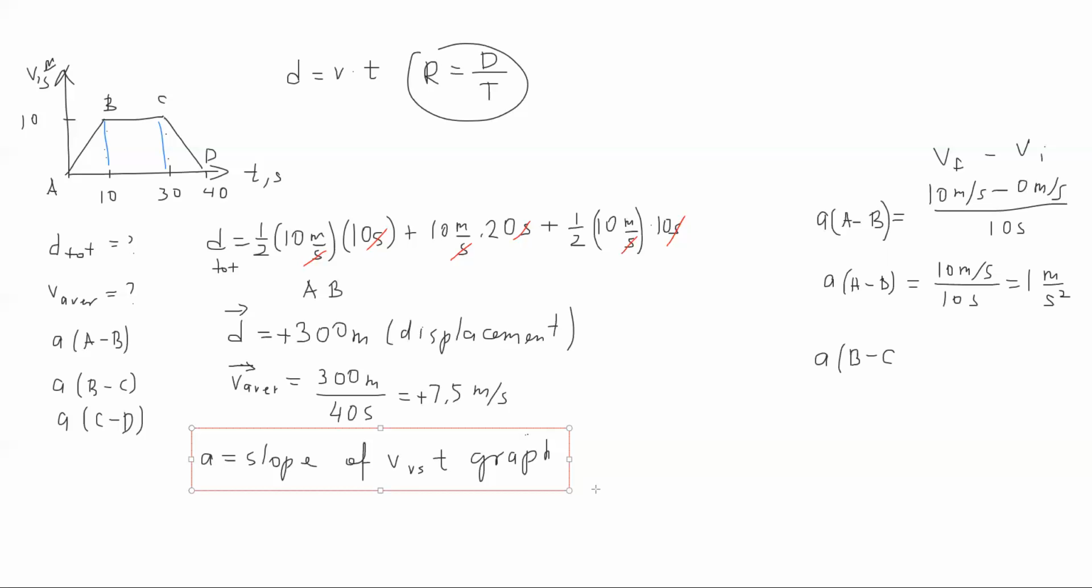B to C. Since it's a slope, we don't really have to calculate it. We see the slope is 0, right? I could calculate it, but it will prove the same thing. Just visually, you see it's flat, so it's 0. And then C to D.